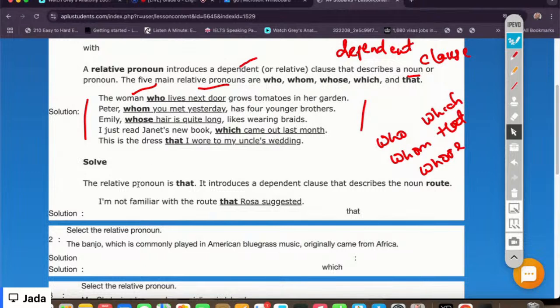All right, so the first one is the woman who lives next door grows tomatoes in her garden. Now Peter, whom you met yesterday, has four younger brothers. Emily, whose hair is quite long, likes wearing braids. I just read Jeanette's new book, which came out last month. This is the dress that I wore to my uncle's wedding. So all these are examples with the five main relative pronouns that we have.